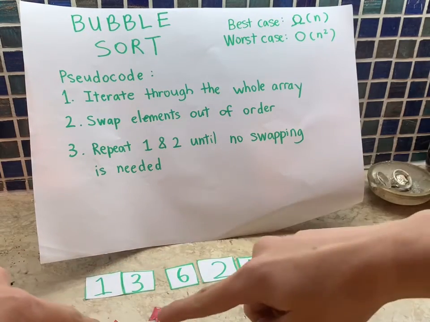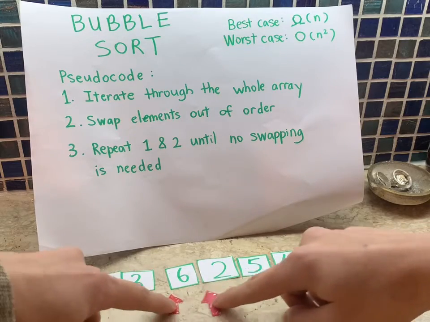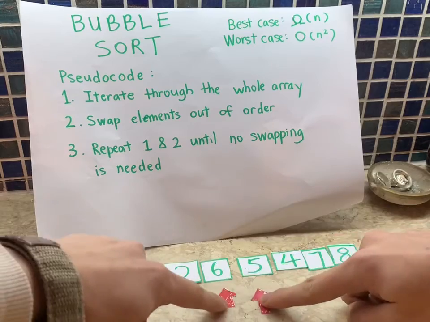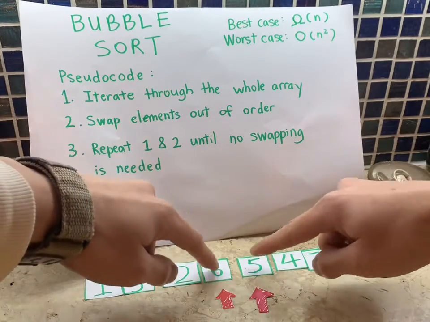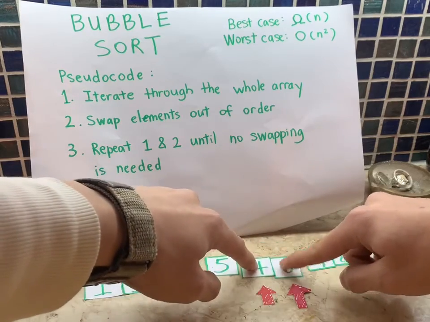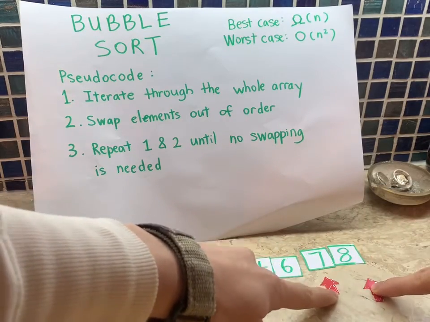1 and 3, 3 and 6 are fine. 6 and 2, we gotta swap that. 6 and 5, also gotta swap that. 6 and 4, swap. And with each iteration, we're getting closer and closer.